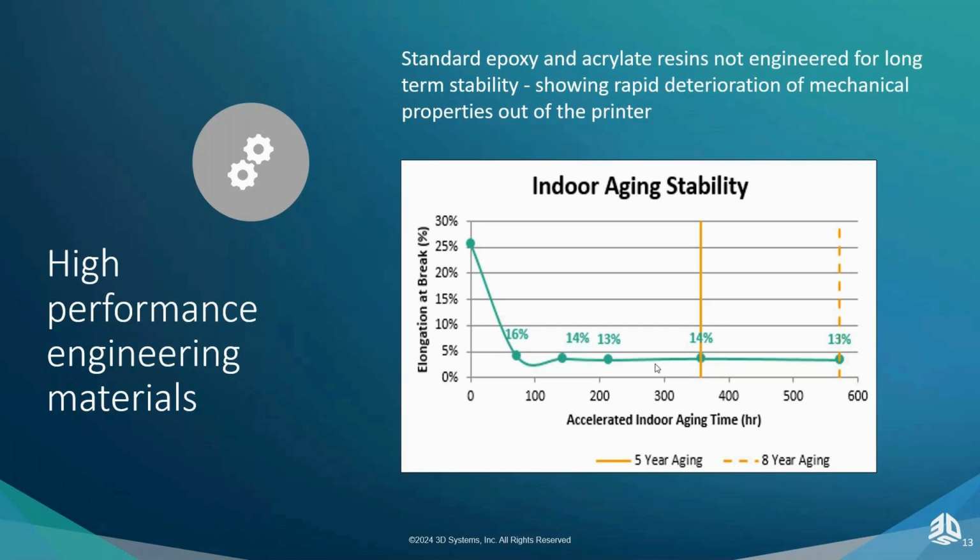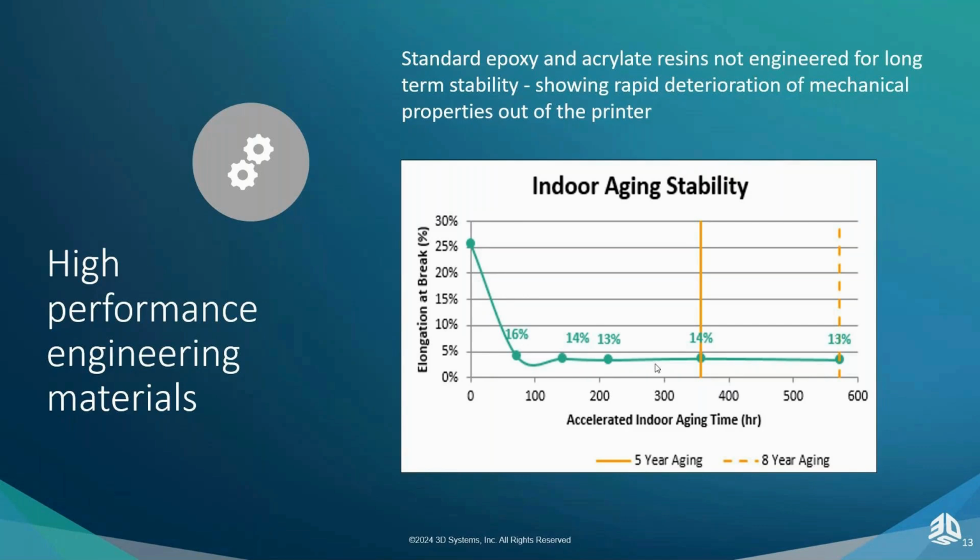But this shows you what happens to the elongation at break of the material as soon as it leaves the printer. So you can see as soon as it's out of the printer, these parts continue to cure in UV light, in natural UV light. They are affected by humidity, and you see that their elongation at break rapidly drops immediately as soon as they're in your hands. And within a very short time, they are only at a fraction of their original strength.